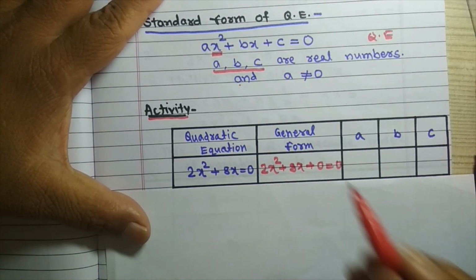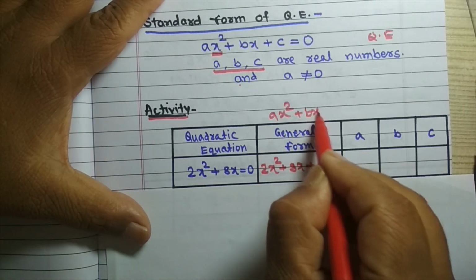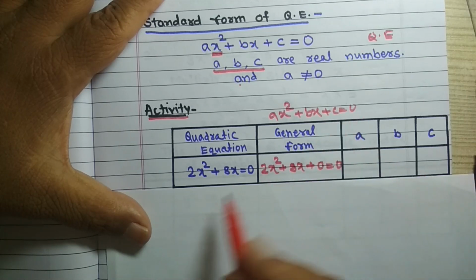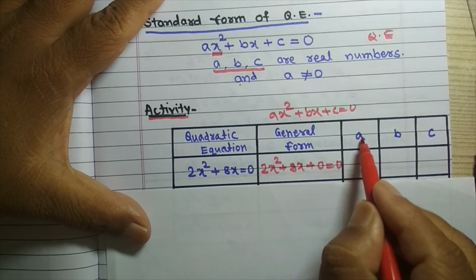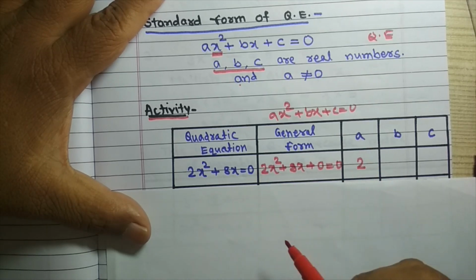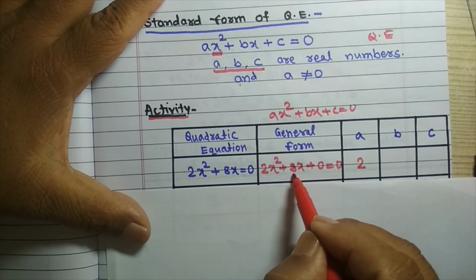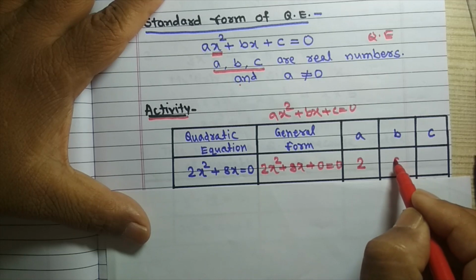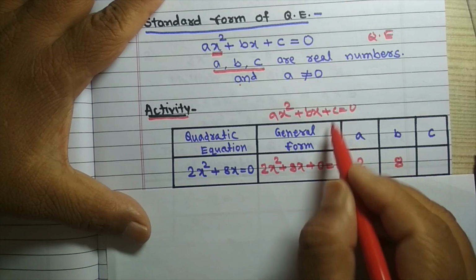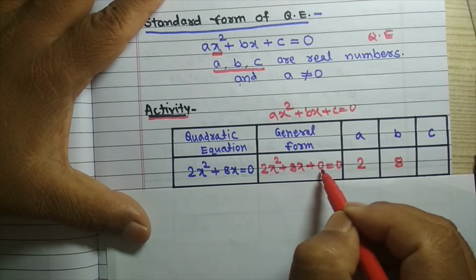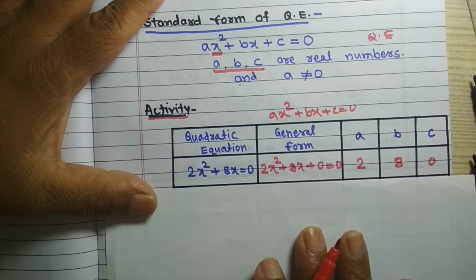Now we have to compare this with ax square plus bx plus c is equal to 0. A means the coefficient of x square. In this case, the coefficient of x square is 2, so the value of a is 2. B means the coefficient of x. In this case, the coefficient of x is 8, therefore b is equal to 8. And c is the constant term, therefore c is equal to 0. These are the values of a, b and c.